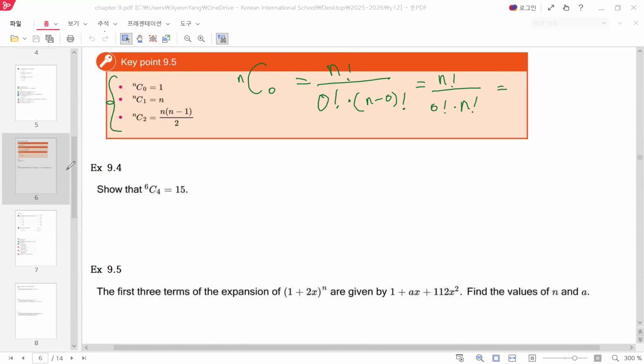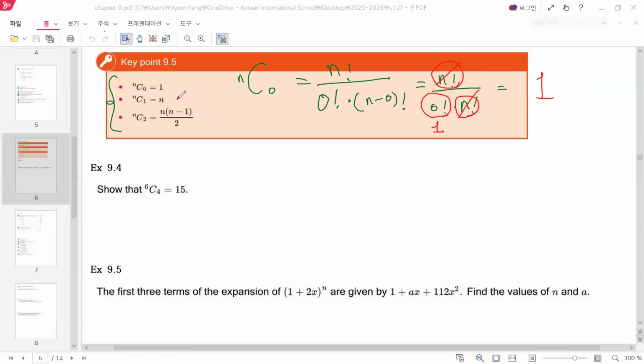And do you remember 0 factorial is defined as 1? Then as you can see, n factorial, they are the same so that you can cancel them. So there is nothing left. It means that it is 1. Okay?